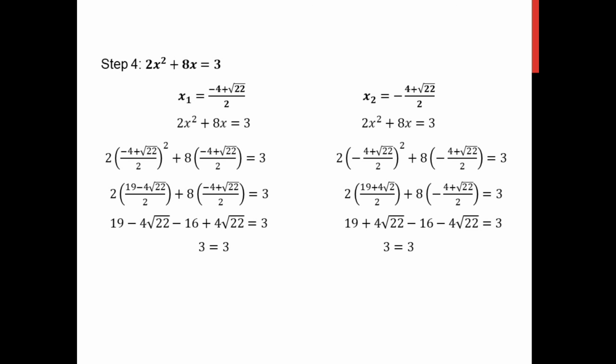So the answer is 3 equals 3 in x sub 1 and same in x sub 2. That means that the values of x that we found are correct. So that is x sub 1 is equal to negative 4 plus square root of 22 over 2, and x sub 2 is negative 4 minus square root of 22 over 2. And that's how you solve the quadratic equation using the quadratic formula.